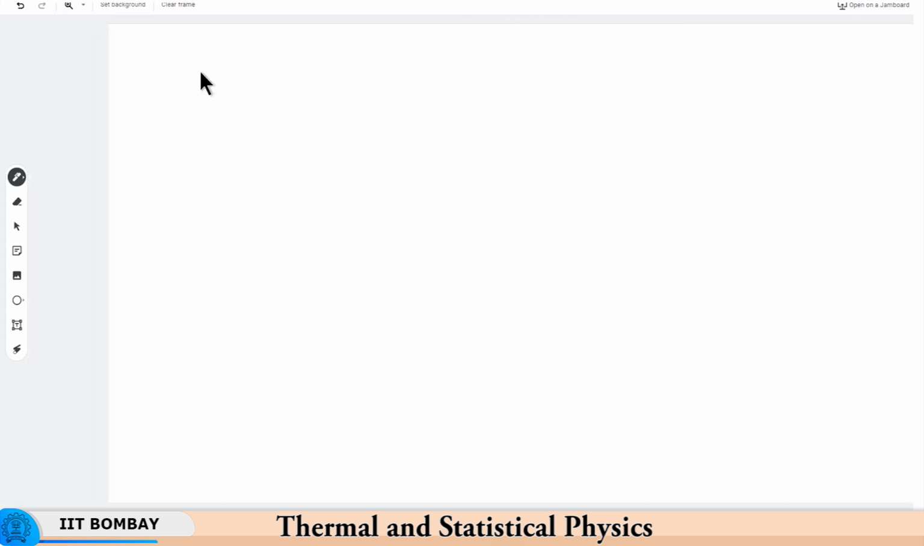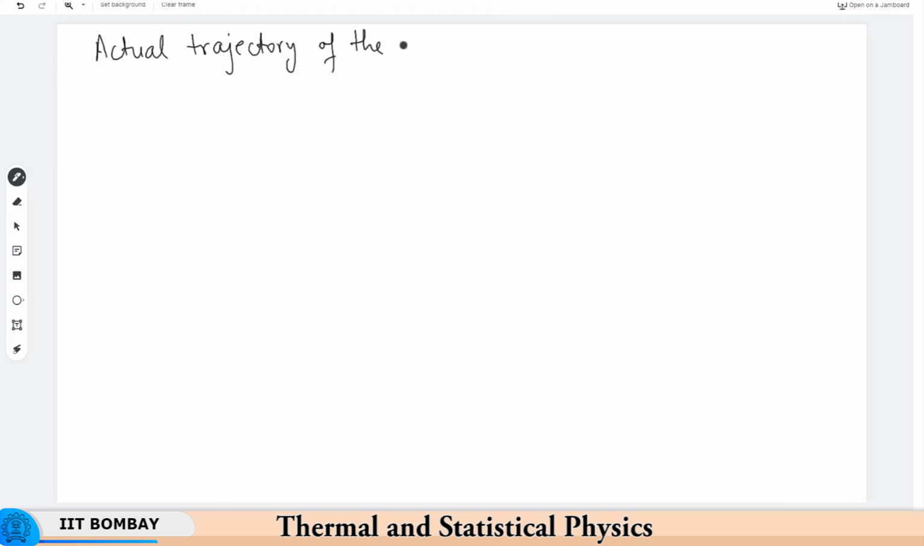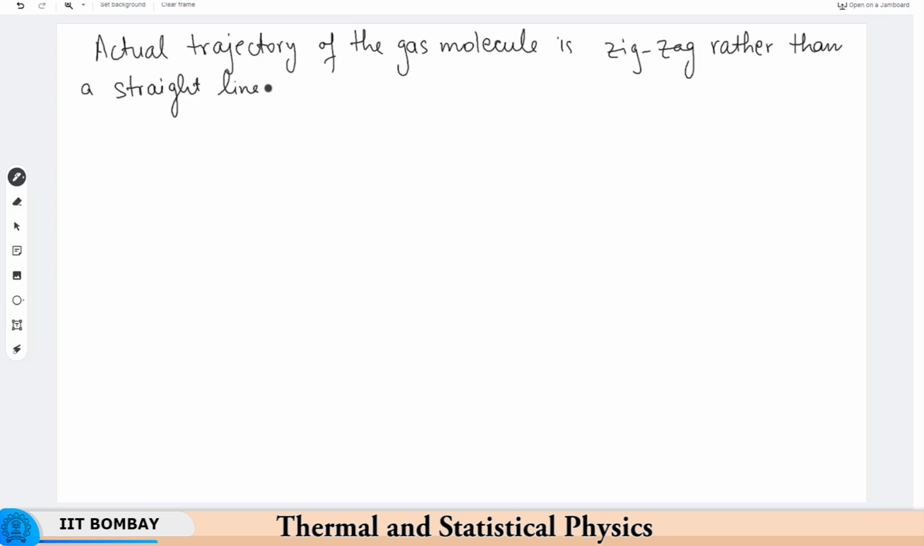So, maybe I can write down: the actual trajectory of the gas molecule is zigzag rather than a straight line. So, therefore, it is travelling much greater distances than L.